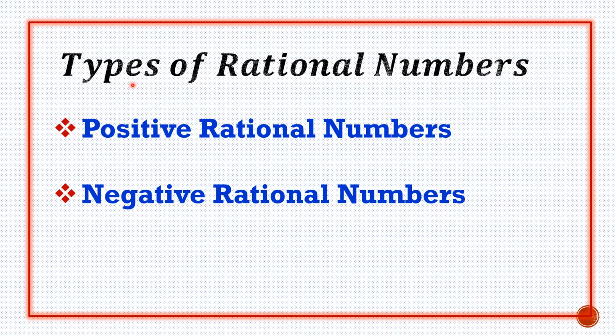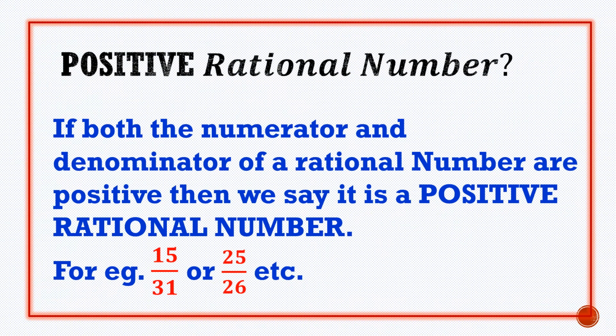So rational numbers are also of two types: positive rational numbers and negative rational numbers. Now let us study in detail what positive rational numbers are and what negative rational numbers are. Don't worry, it is very easy. Let's have a look. So what are positive rational numbers?